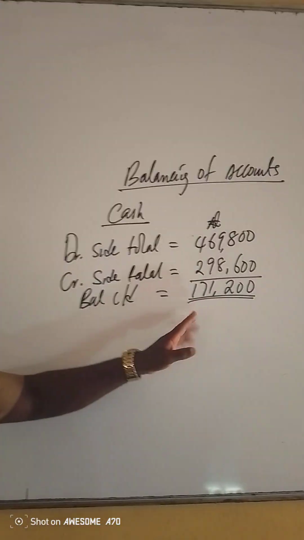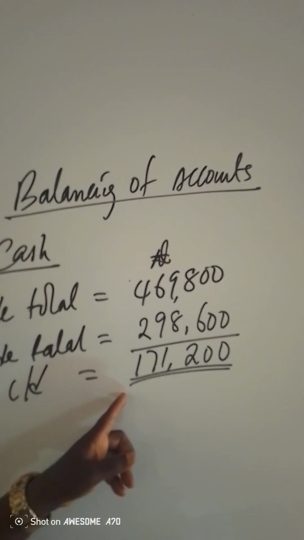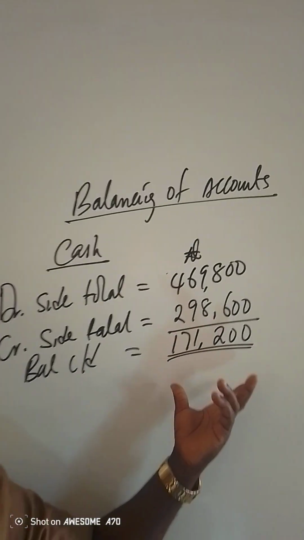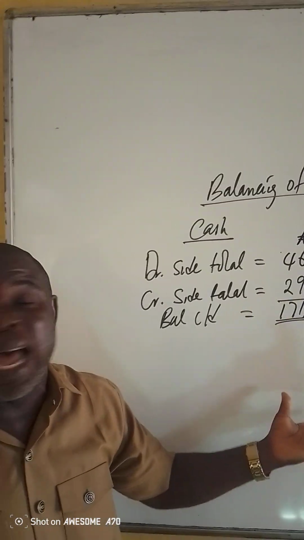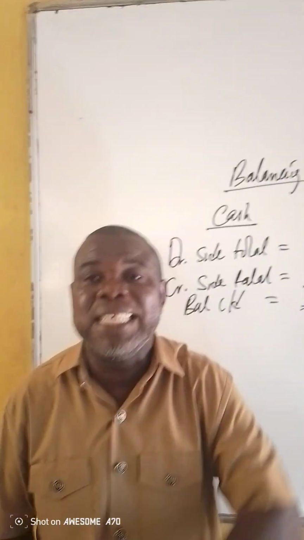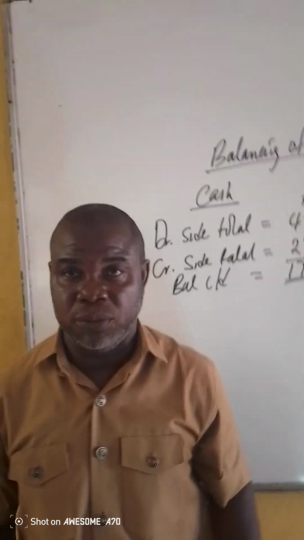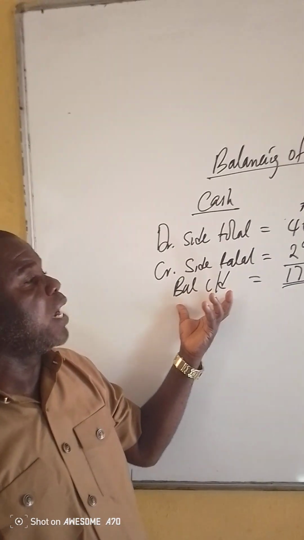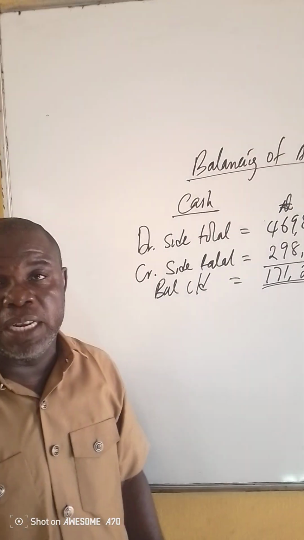So look at the difference. If you deduct, you discover the difference is 171,200. So this is the difference. The difference is now called the balance carried down, and the difference is recorded in the side that has the smaller amount. And the smaller amount side is the credit side. So you now take this difference and record it in the credit side of the cash book.